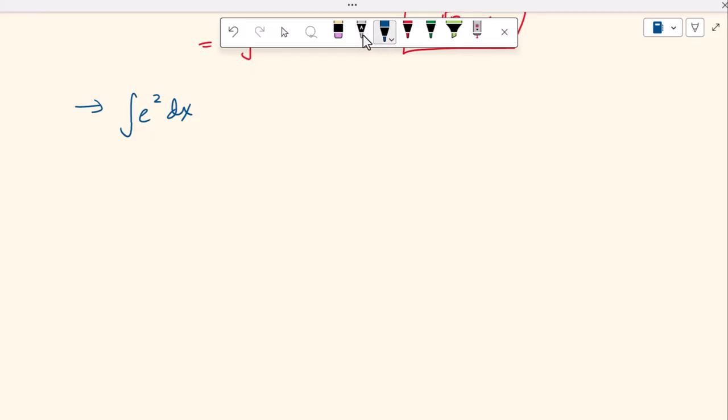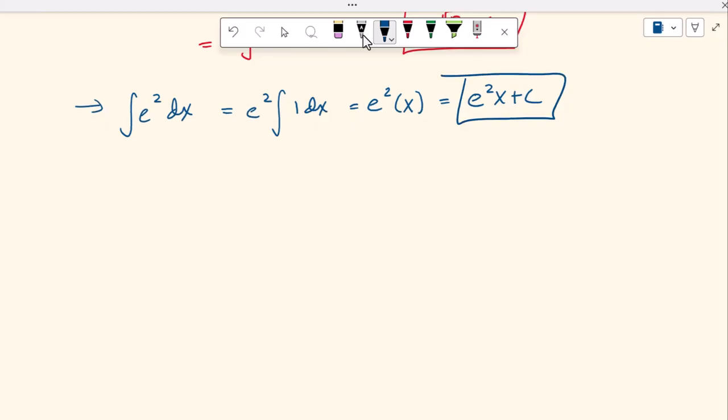But e squared is a constant. Remember, e is the number approximately equal to 2.718. So e squared is just a constant. So this is actually just the integral of the constant times dx. If we pull that constant out front, I'm left with 1 dx, and the integral of 1 dx is x. So this is equal to e squared x plus c. So that was a bit of a trick.